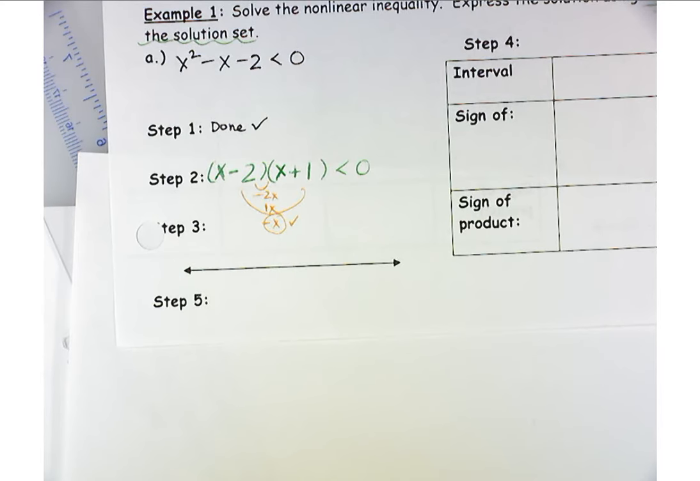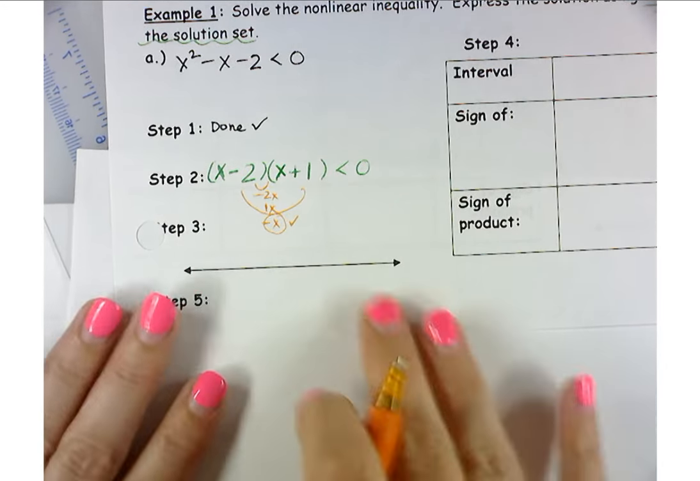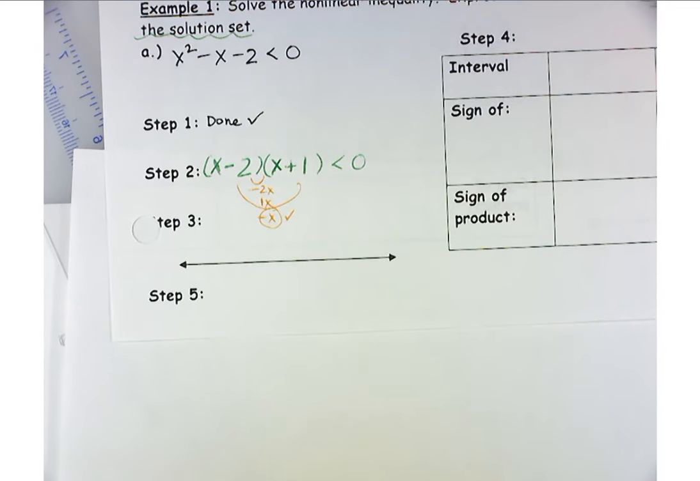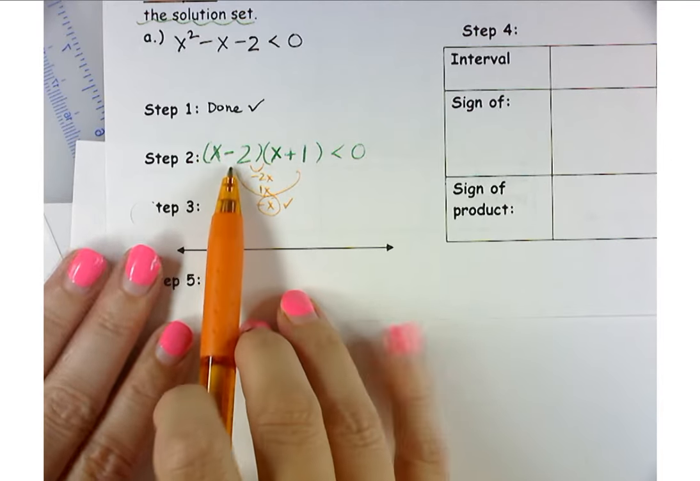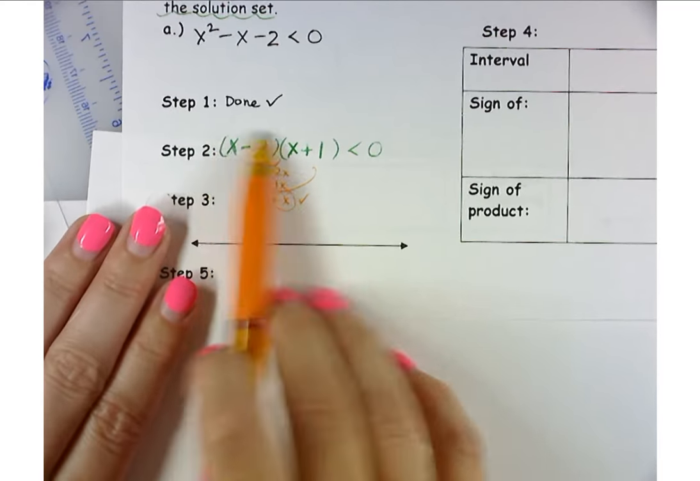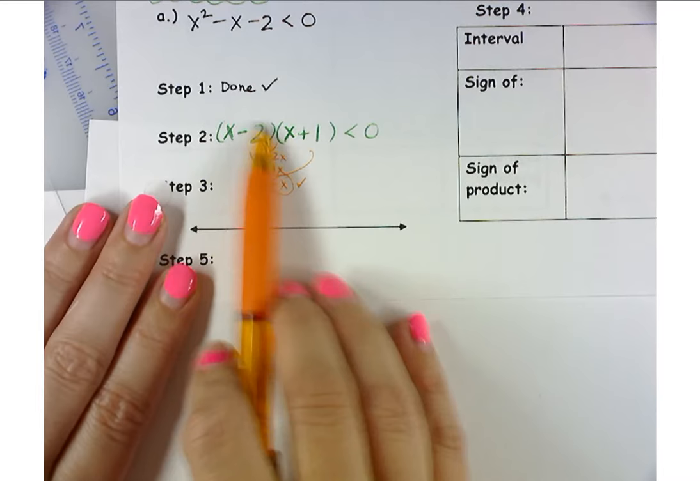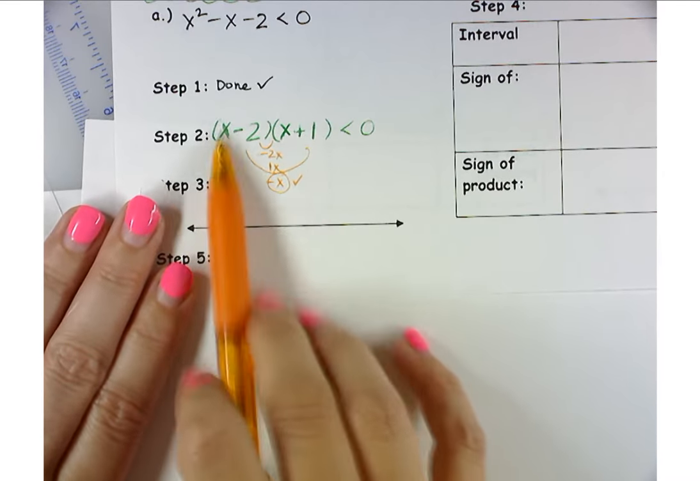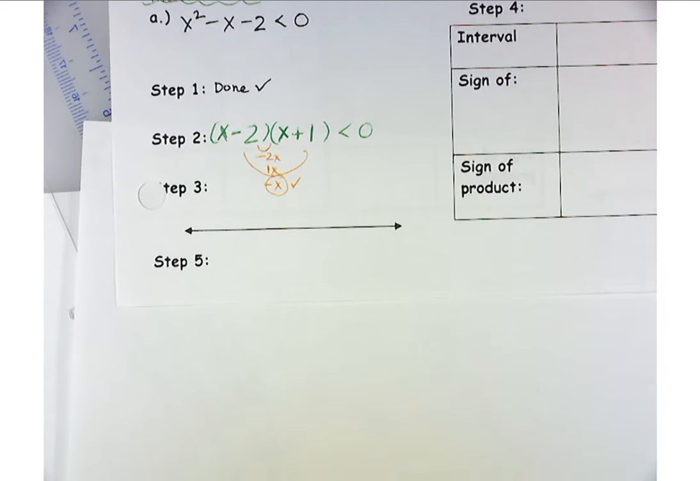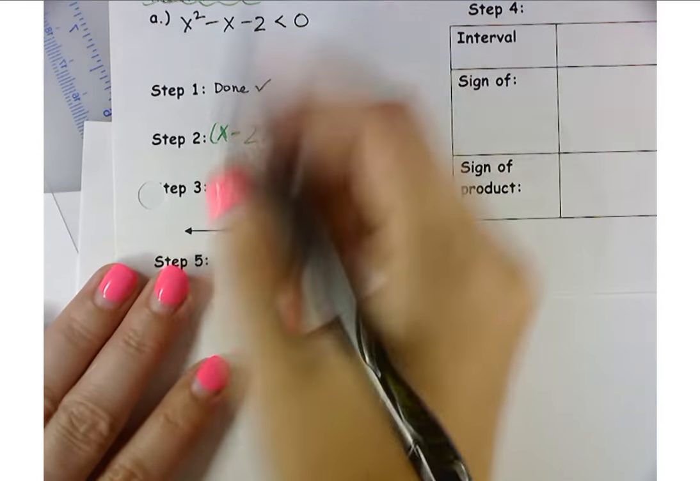For step 3, I have to find the intervals, and I do that by determining the values for which each factor is 0. We're going to look at this factor first. Nathan, I'm going to have you do this one with me. What could I plug in for x that would make this factor 0? 2. That's one of your x values.